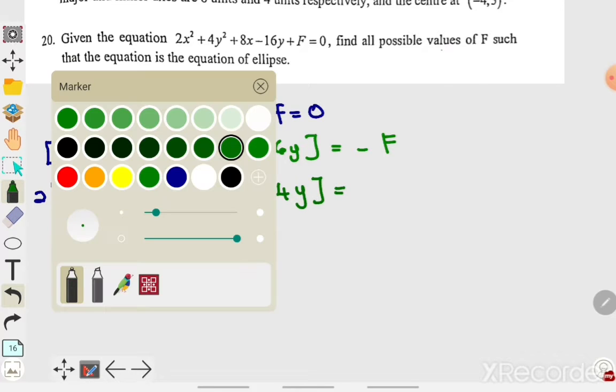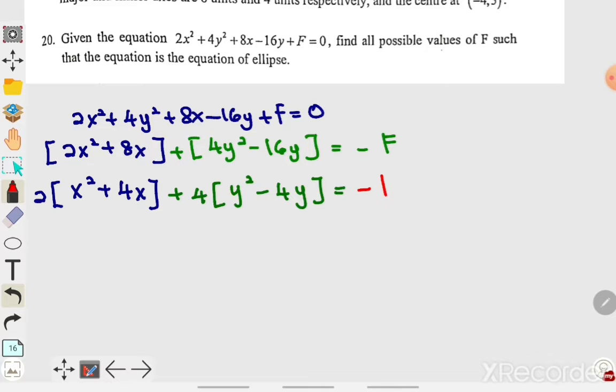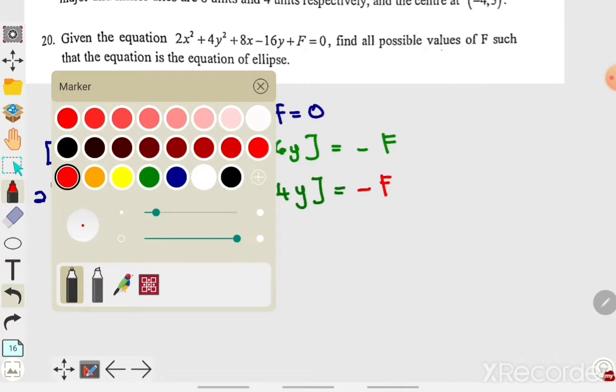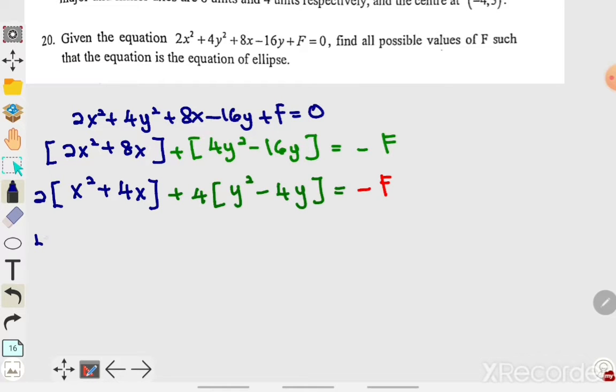For the right hand side, you just copy down, so we have negative f. Next, we have to add in the half coefficient for the blue and the green color. Let's do this. I hope that you still remember this. So we have 2 times x squared plus 4x.